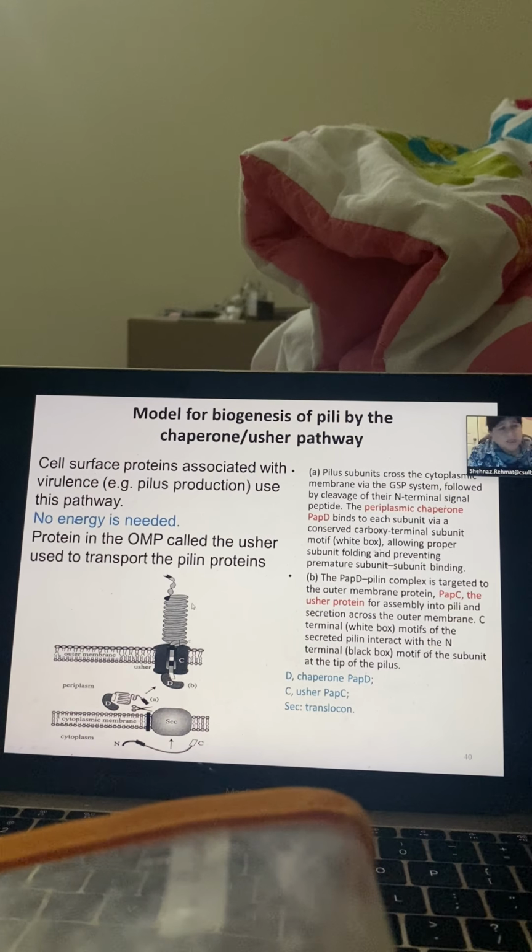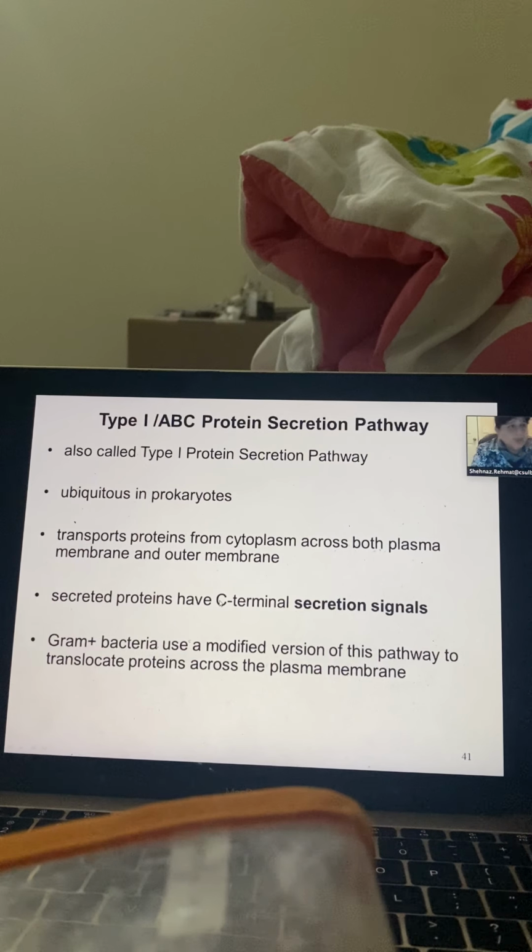chaperone-usher pathway, the example for a chaperone-usher pathway is the production of the pilus in your gram-negative bacteria, such as E. coli. So also the type 1, which is the outer membrane transport protein transporter, is very similar to the ABC. So we will compare type 1 with ABC.